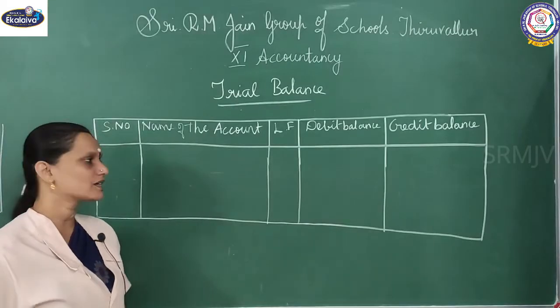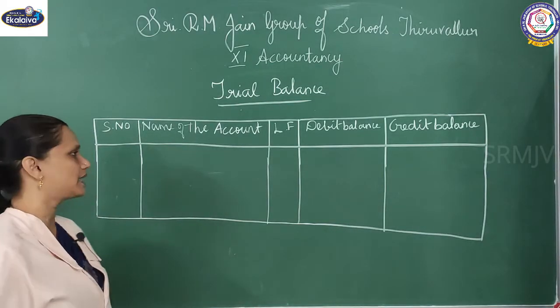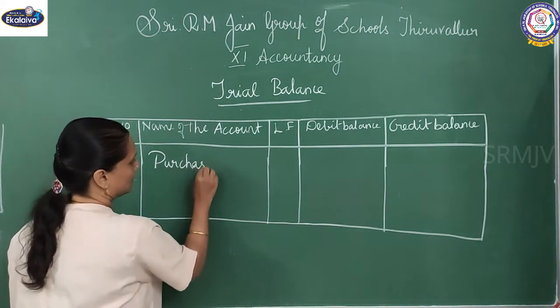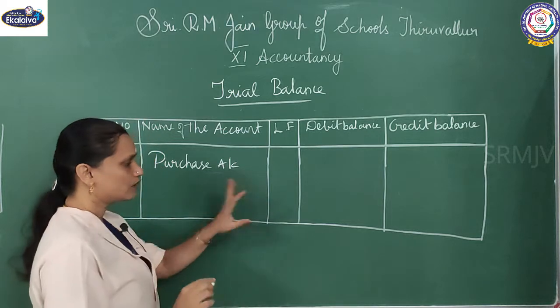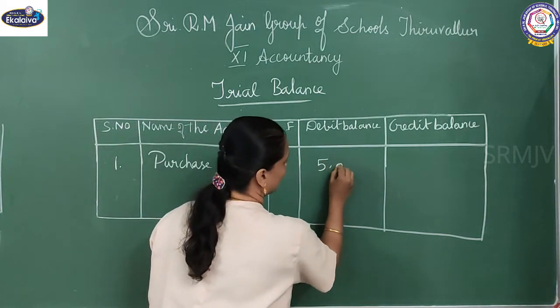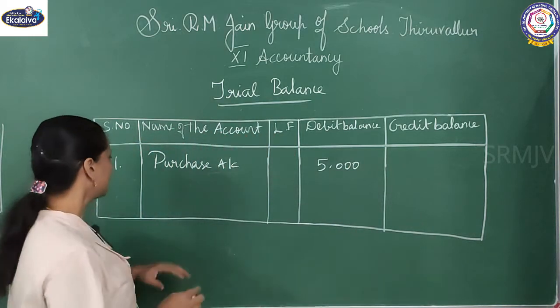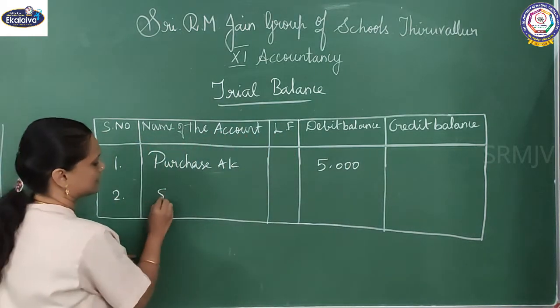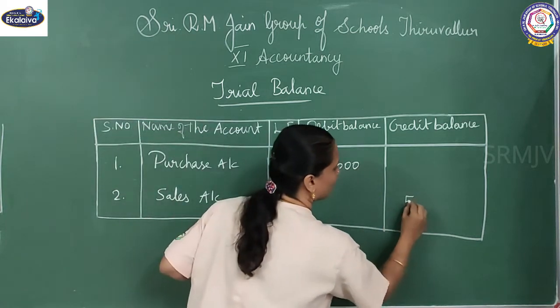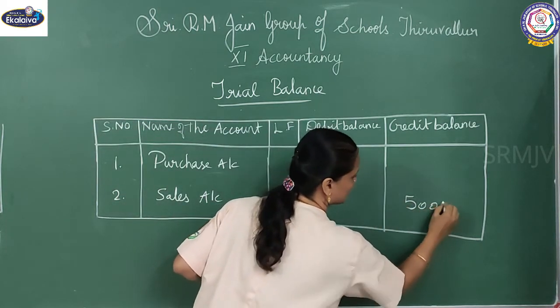See, we saw the ledger now. Now I am going to enter in the trial balance. See, first one, purchases. Purchase account. Okay, so the ledger folio normally will be empty only. Debit balance is 5,000. Okay, and then what I am doing? Sales. Sales account, how much? 5,000, because it is a credit balance, isn't it?